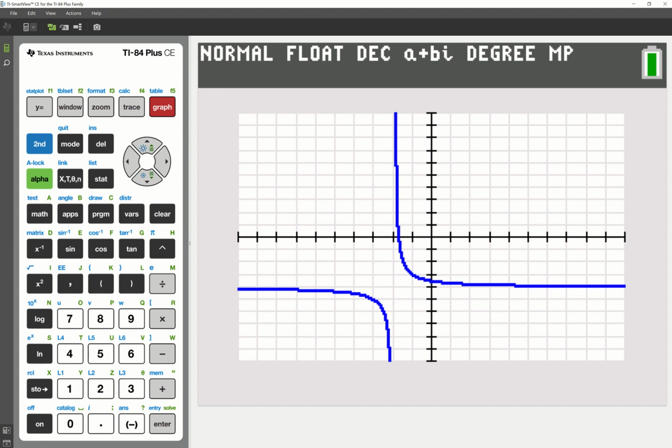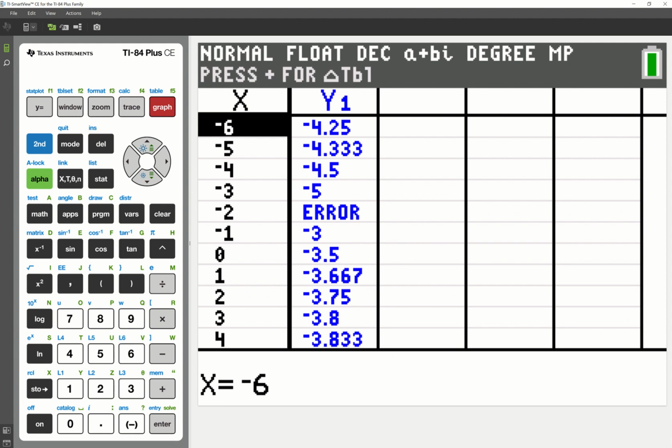We want to get a nice table of values, and so the next thing we would do is press the second button and then the graph button again. And this brings up a big table of values, and you can use your up and down arrows to scan through all the inputs in this table and get their corresponding outputs. One thing I want you to notice, if I come down here to an input of -2, is it says that the output is actually an error.